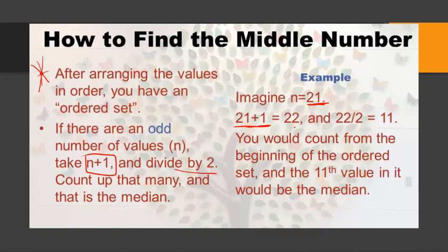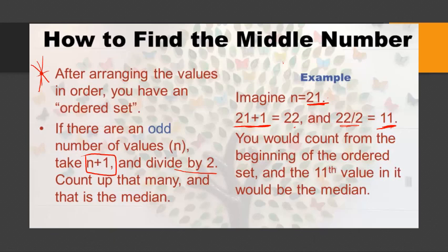So you take the amount of values you have, add 1 to it, and then divide by 2. What do you get? In this situation, we have 11. That means that if you were starting from the very beginning of your data set, after you've already numbered them, they're already in order, right? The 11th value is going to be your median. So you would just start from the beginning and count up to 11, and whatever number it lands on, that is your median. Okay, I hope that makes sense.